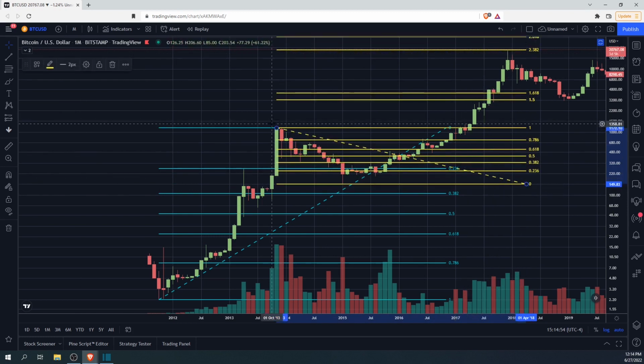So once we hit that previous all-time high, it's going to give us a 1. That's a 100% move from the high to the low. So that's just back to the previous all-time high or break even. And then we have some various Fibonacci extension targets. In this case, the 1.5, the 1.618, the 2.382, and then we continue up here, the 2.618, etc.